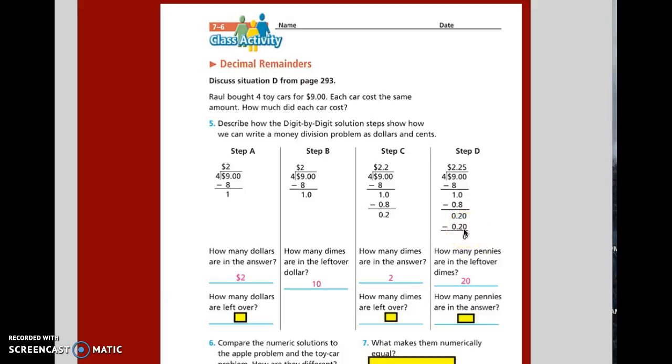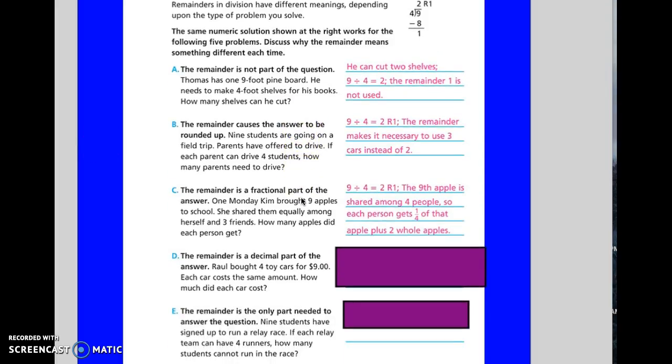All right. And how many pennies are there total in the answer? And the answer is 5, right? Because those are the pennies, those are your tens, and those are your dollars. So you can see that you can actually divide using decimals as well. And in this case, we don't have a remainder, but we end up with the actual decimal amount in a dollar.